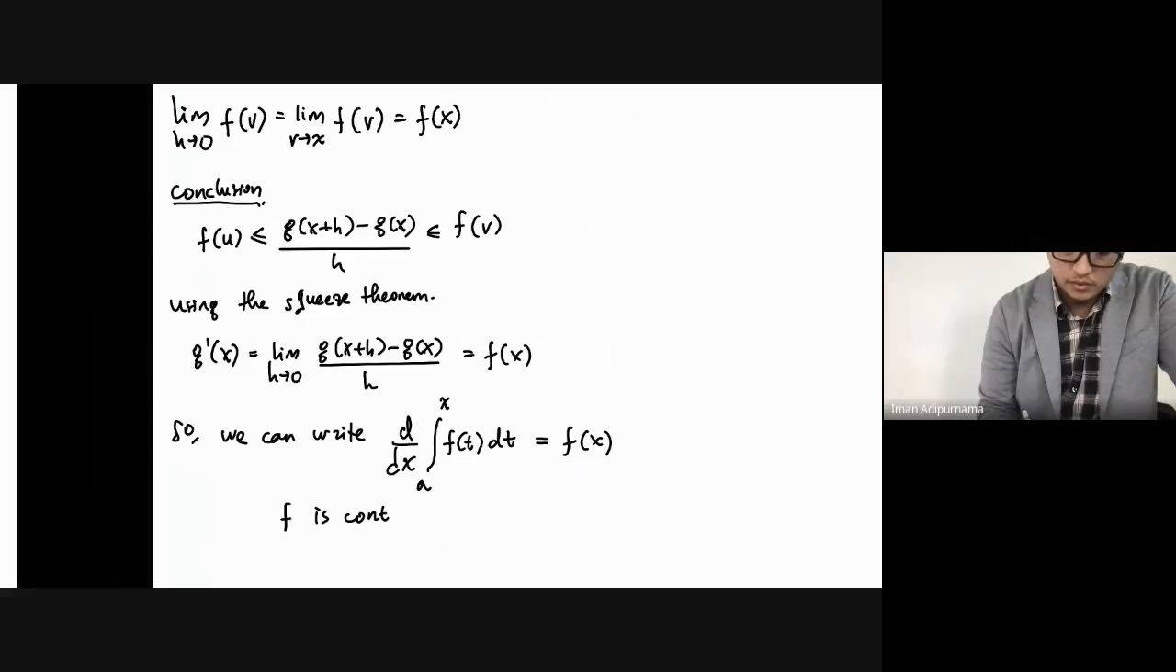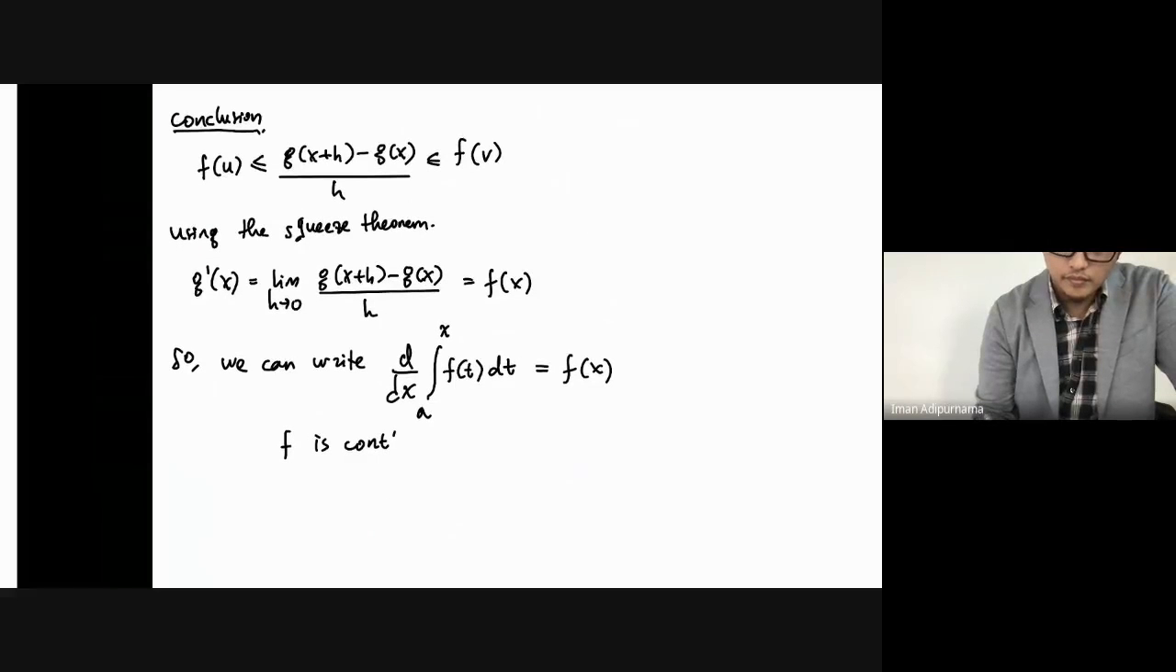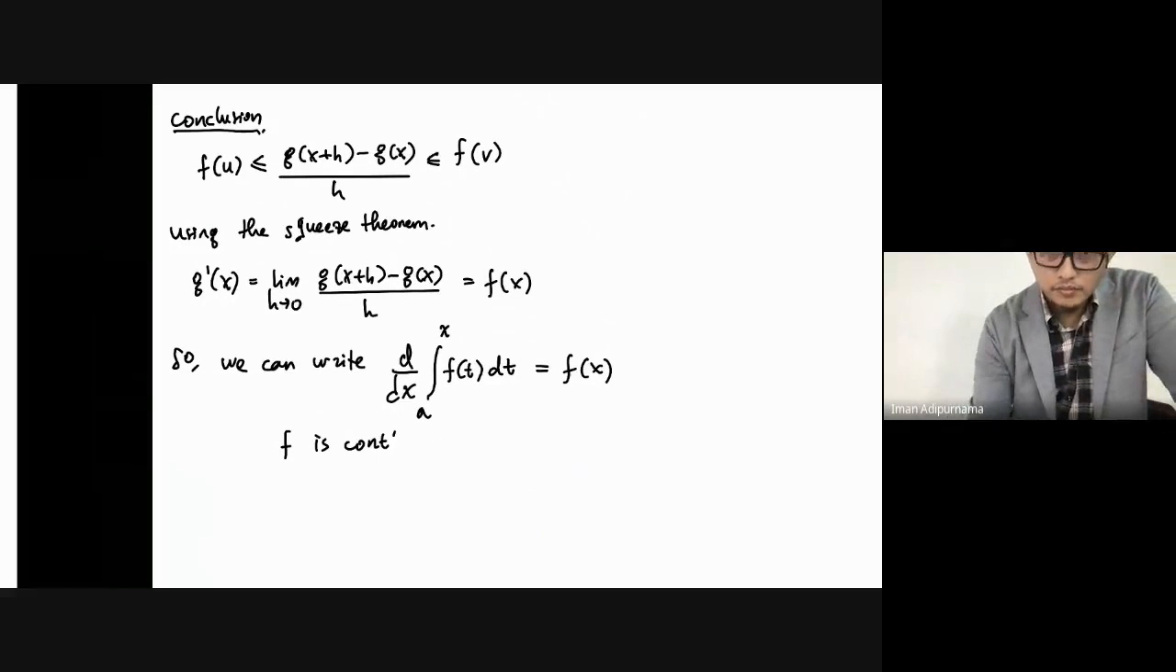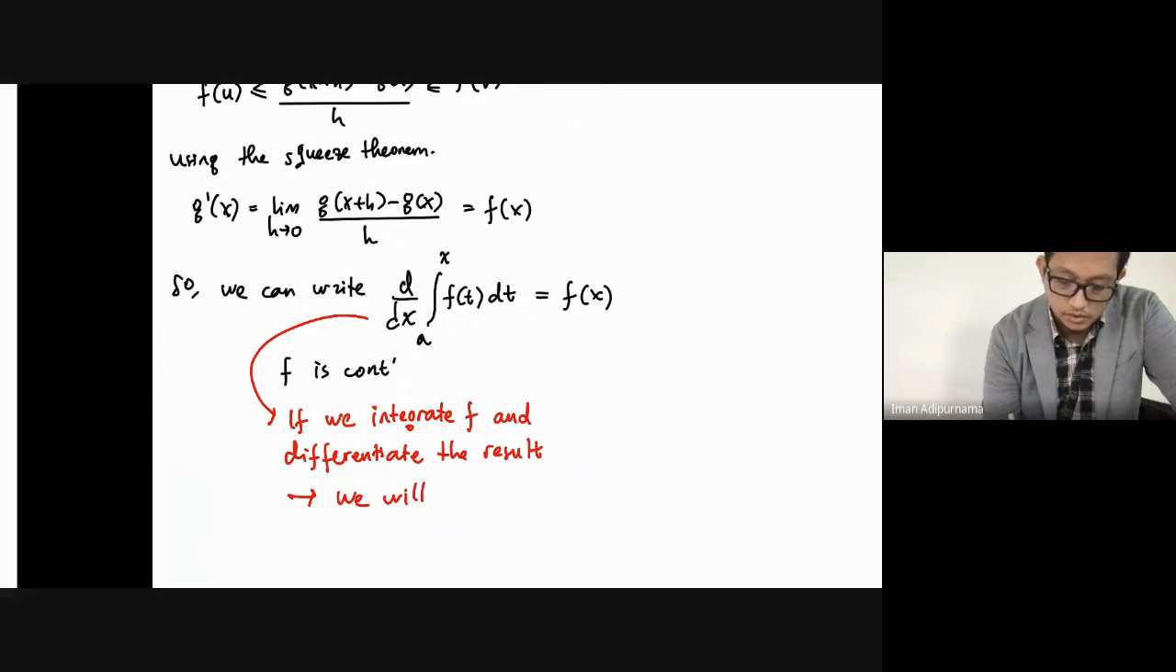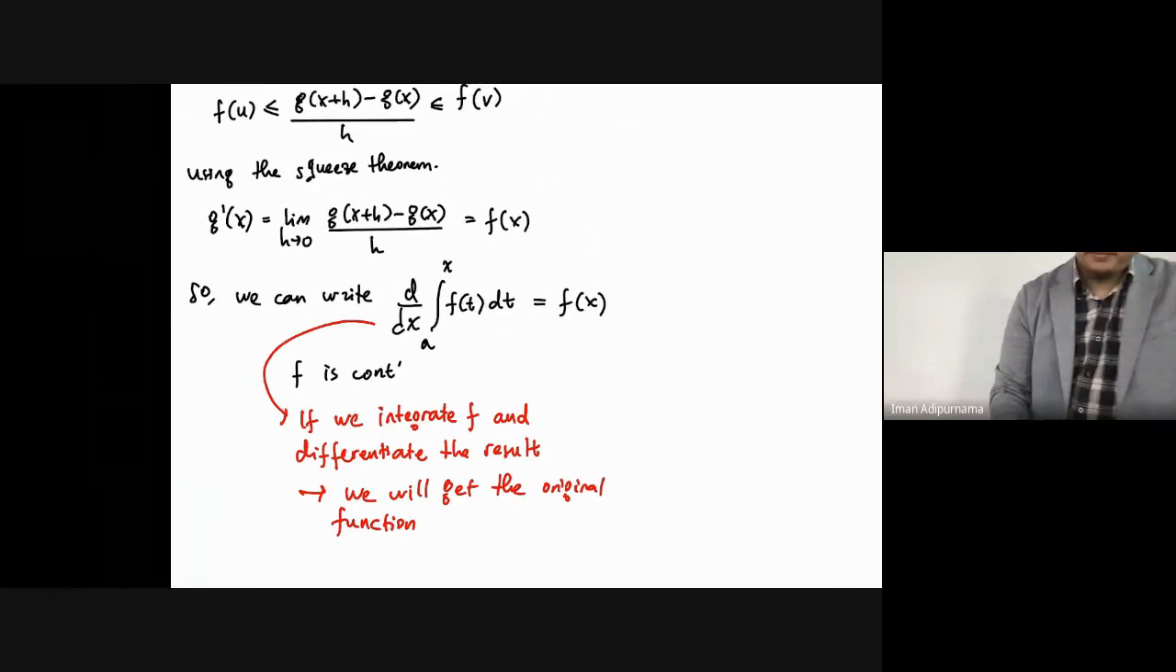F is continuous. So if we integrate f and differentiate the result, we will get the original function. Okay.